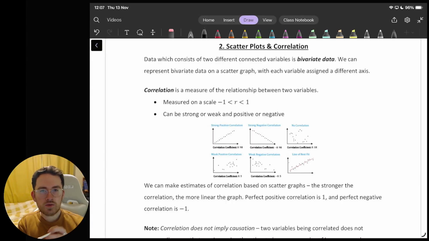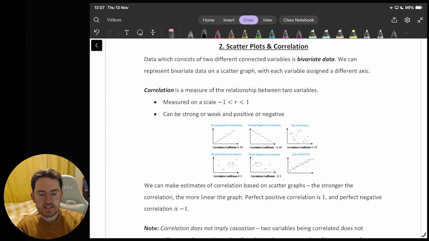Okay, so we're going to start with something that is, I suppose, new for Leaving Cert, which is correlation and, I suppose, scatter plots, which are very closely related to that. When we're looking at correlation and scatter plots, we're looking at a certain type of data called bivariate data. Whether we remember that's what it's called is neither here nor there. It's more about what it would mean.